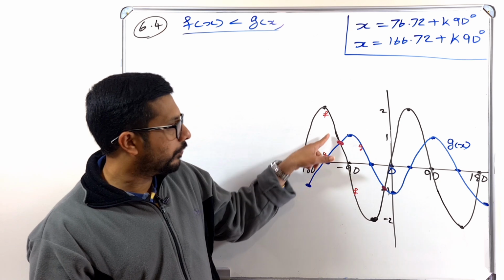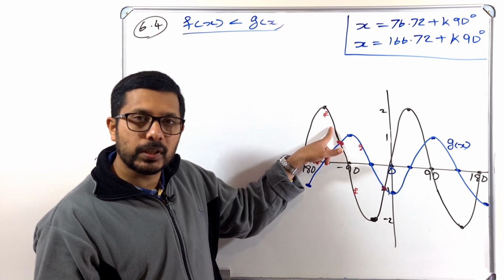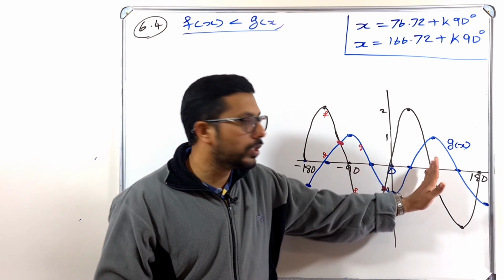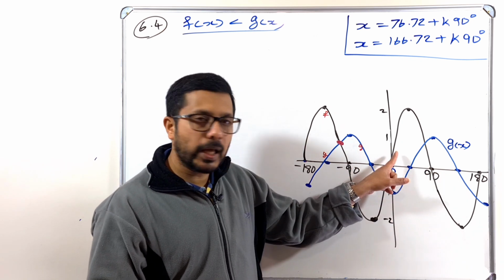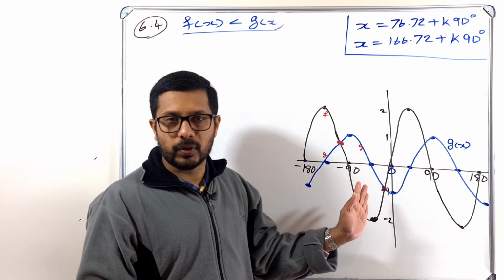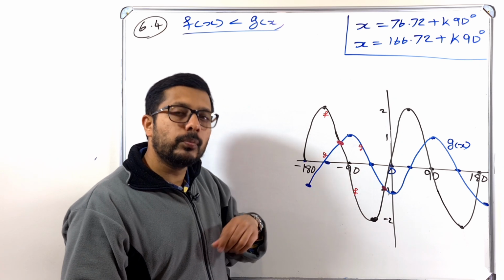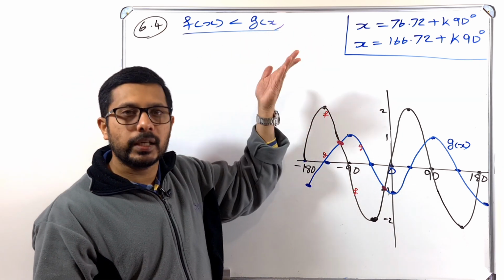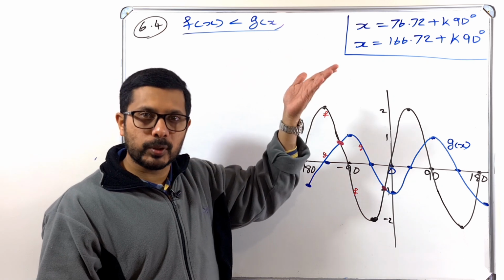Before that point, which graph is on top? F of x is on top. The black one is on top. After this point, which graph is on top? The black graph is on top. We don't want that one. Okay, so what do we want? The blue graph on top. The blue graph stands for g of x. G of x is greater. That's why the g of x blue graph must be on top.